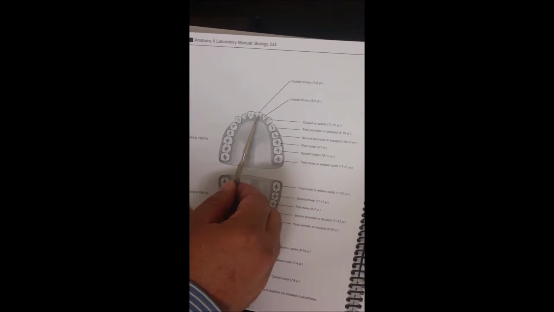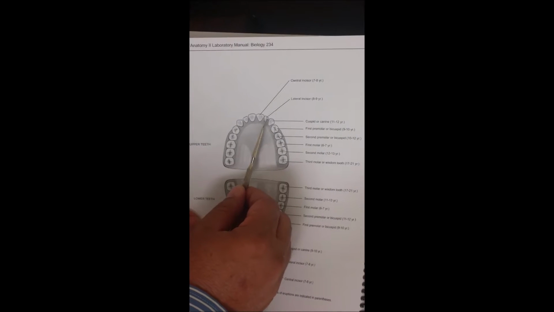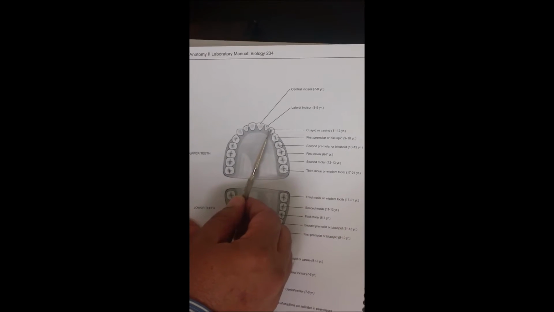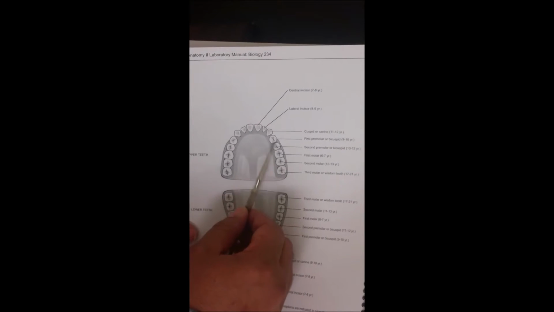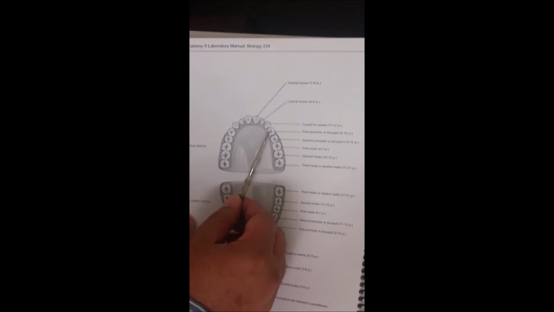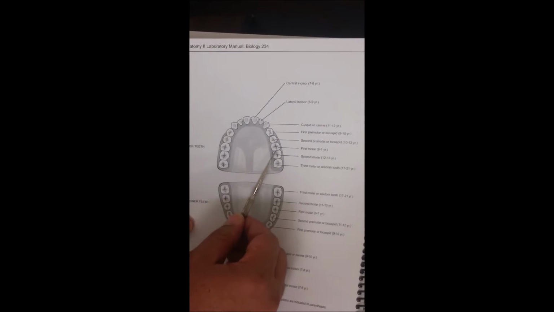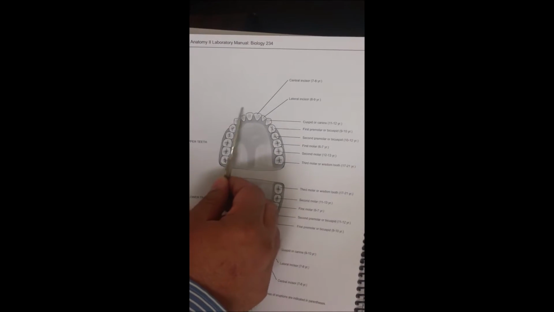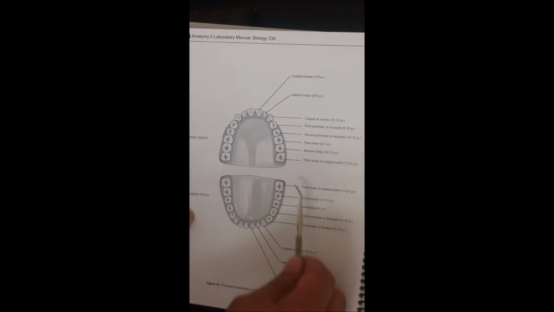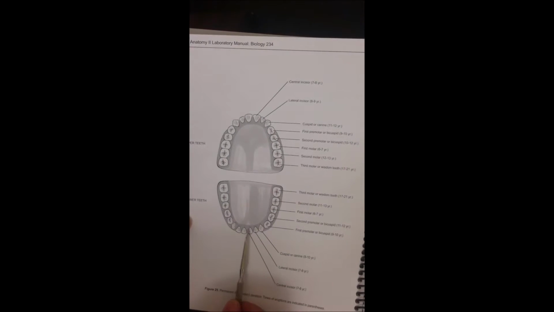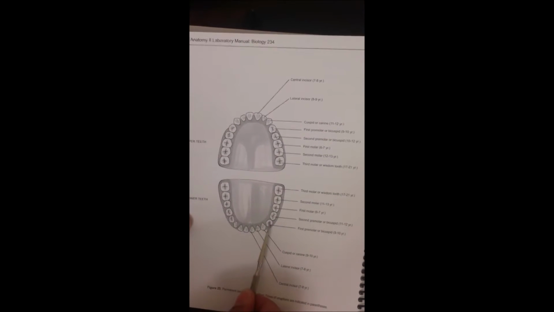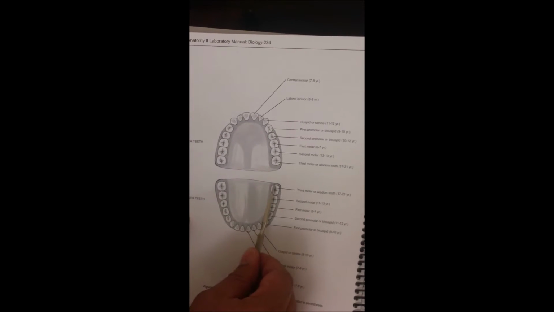So again, this is the central incisor, lateral incisor, so we have two incisors, then the canine, which is also known as the cuspid, and then two premolars, three molars: first premolar, second premolar, first molar, second molar, third molar. Same thing for the left side, and same thing down here: central incisor, lateral incisor, the cuspid or canine, first and second premolars, first, second, third molars.